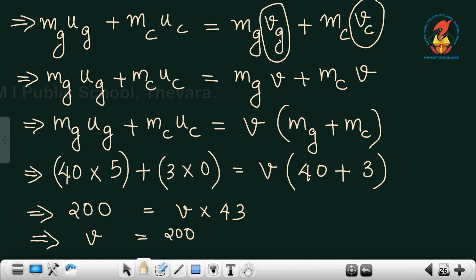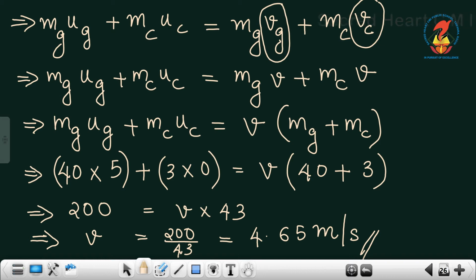200, here it was into 43. So when it goes to the other side, onto the left hand side, it becomes division. So V is 200 by 43, and when you solve it, you will get the answer as 4.65 meter per second. So the velocity of both girl and cart after collision, V, is 4.65 meter per second.